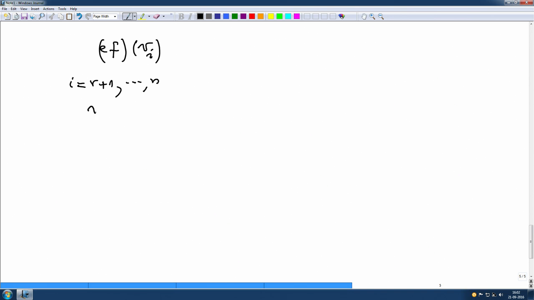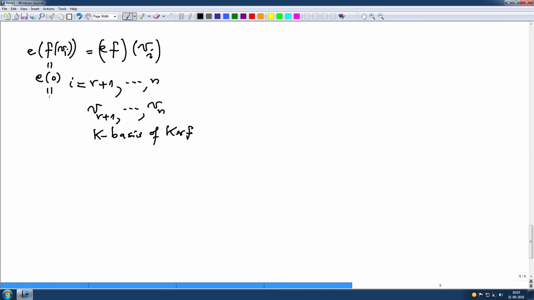Note that V R plus 1 up to V N, that was a basis of the kernel of F. So this is by definition E of F of Vi, but F of Vi is 0, so this is E of 0, so this is 0. So this side is 0. On the other side it is A1 V1 star etc.